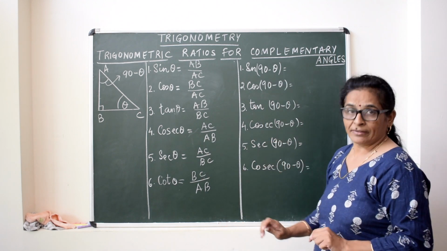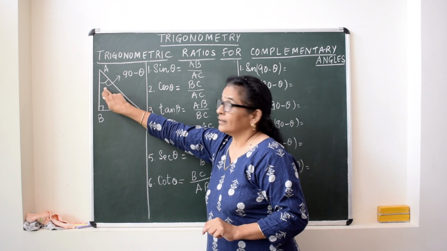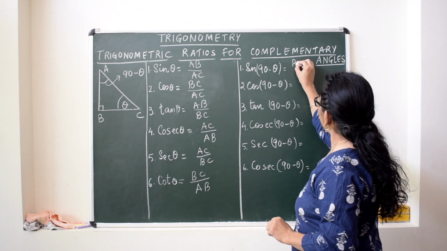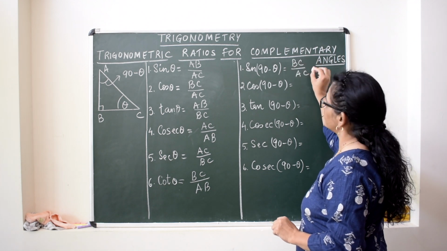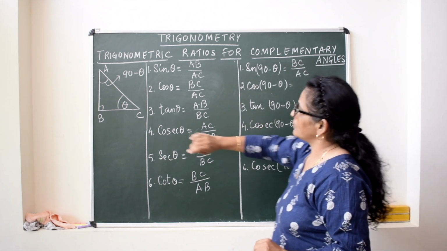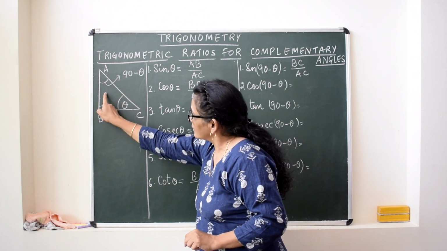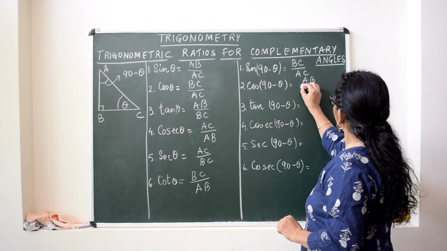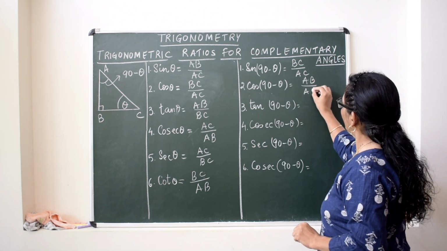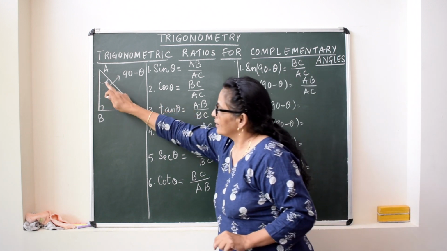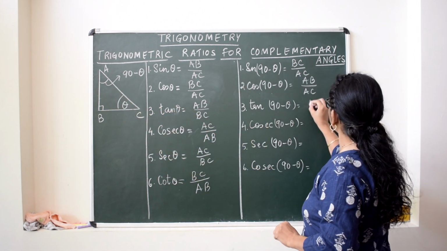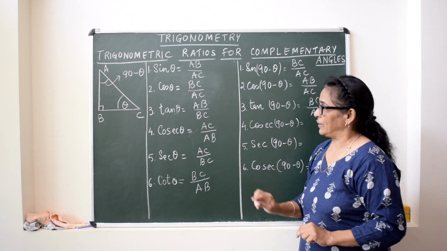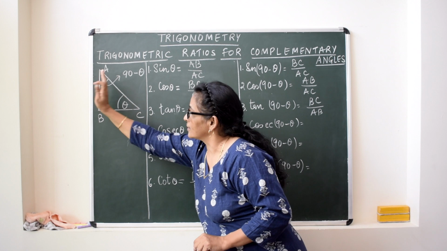Now look at this 90 minus theta. For this angle A, the side opposite is BC. So sin is BC upon hypotenuse AC. Now cos 90 minus theta, for this 90 minus theta, the adjacent side is AB. So base upon hypotenuse. For tan, the perpendicular side is BC and base is AB. For this 90 minus theta, adjacent side is AB.